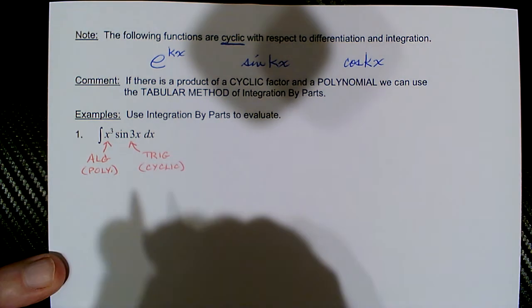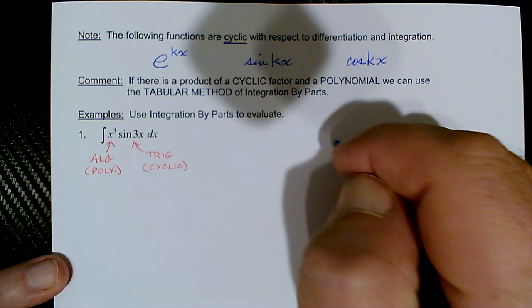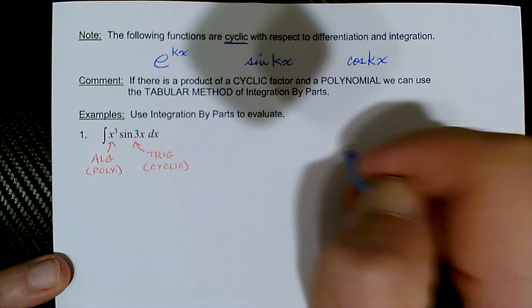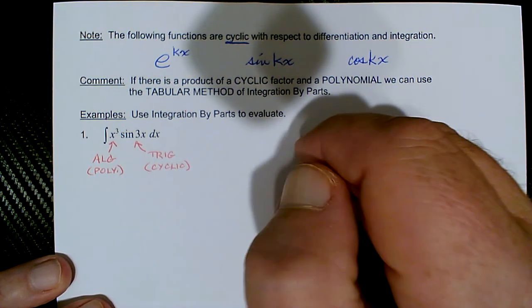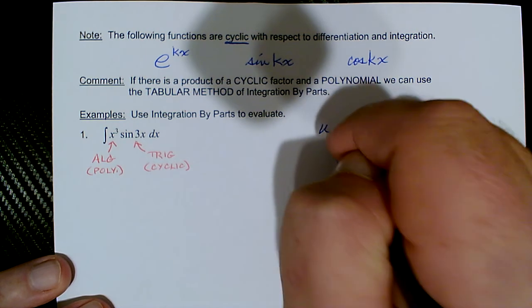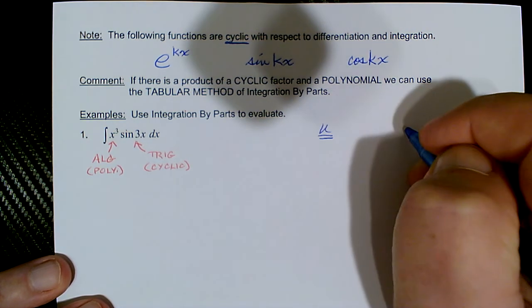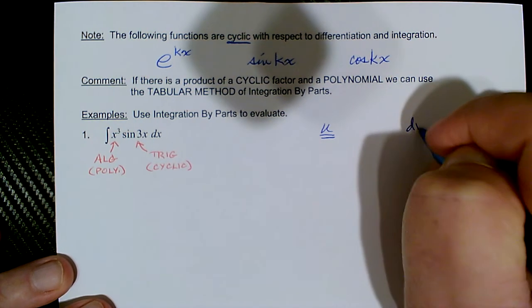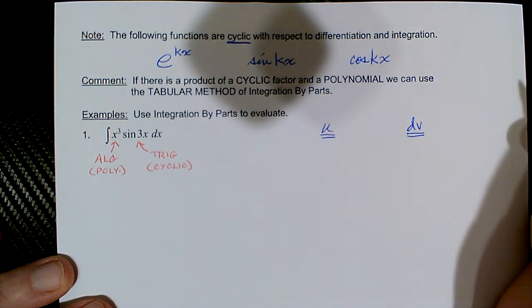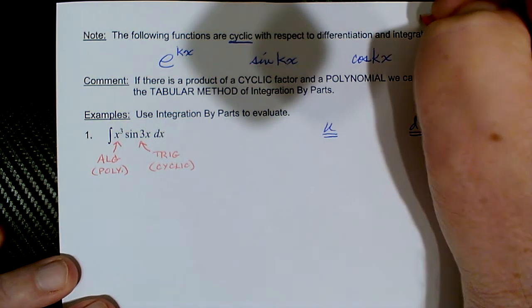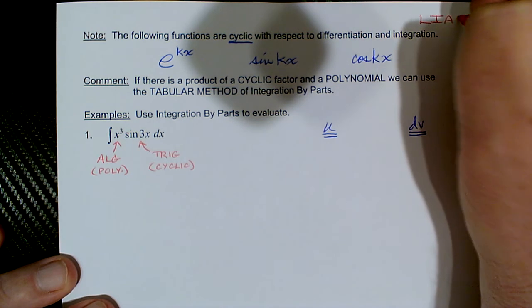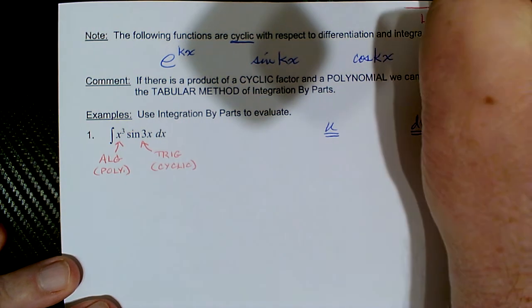And we modify our approach a little bit. Instead of saying u is equal to and dv is equal to, we have a column labeled u. For some reason I always underline it twice. And a column labeled dv. And we're still going to be consistent with LIATE in terms of our choice of u.